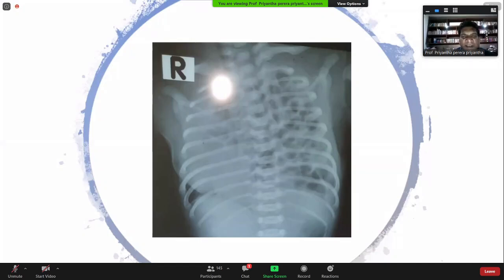Well, what else? Reduced air entry and reduced expansion on the affected side. Good. Scaphoid abdomen. Deviated apex and presence of bowel sounds in the chest. Yeah, good. You will hear bowel sounds in the chest wall, and there will be a mediastinal shift to the opposite side, so you can locate the apex beat on the opposite side. That is a diaphragmatic hernia, right?